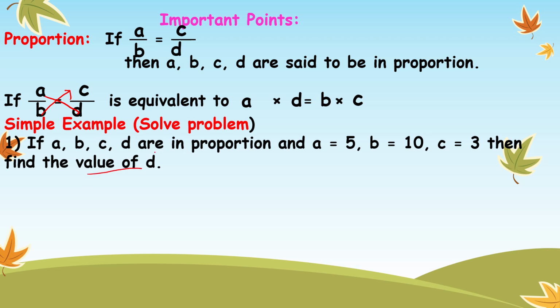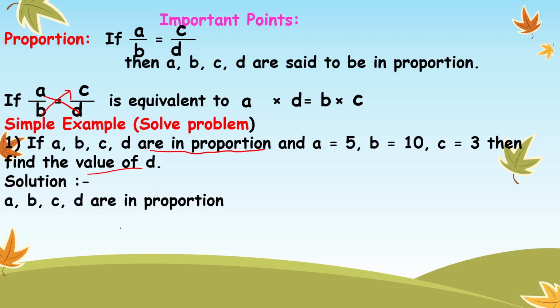What is given? A, B, C, D are in proportion. If A, B, C, D are in proportion, then we say that A upon B is equal to C upon D. Therefore, we write here A upon B is equal to C upon D. Now taking cross multiplication, A into D is equal to B into C.